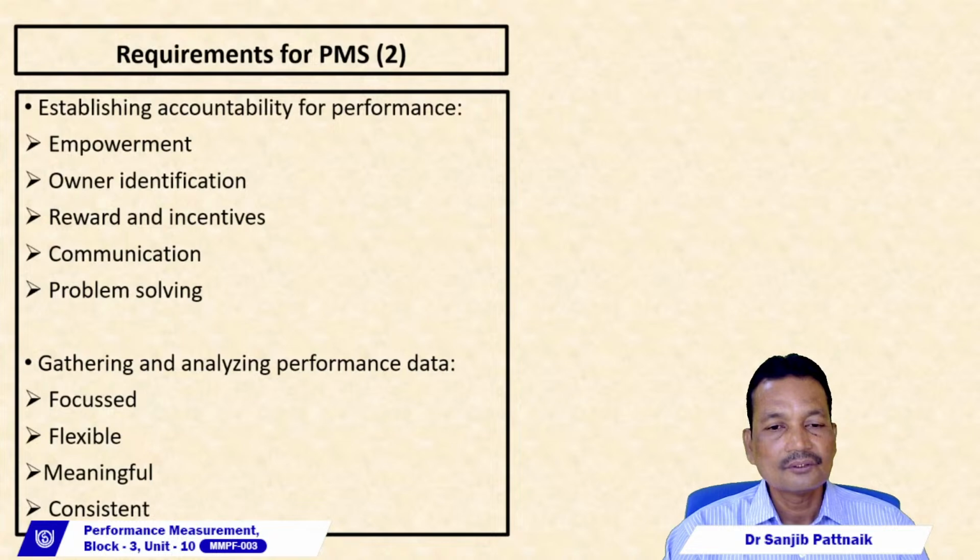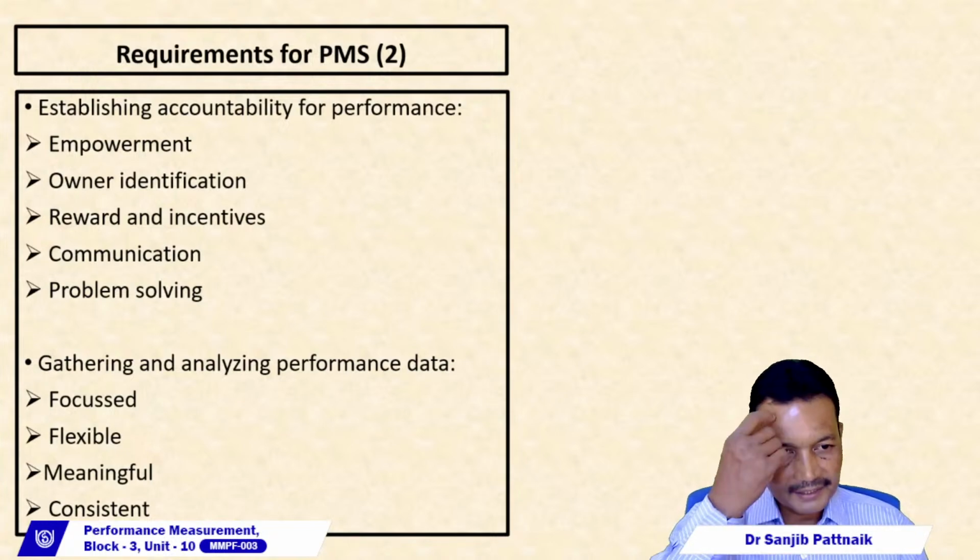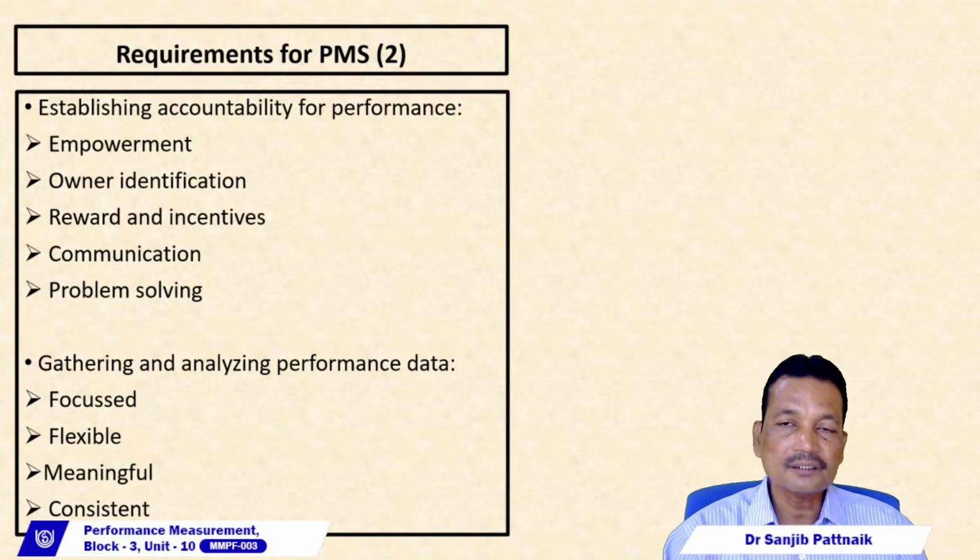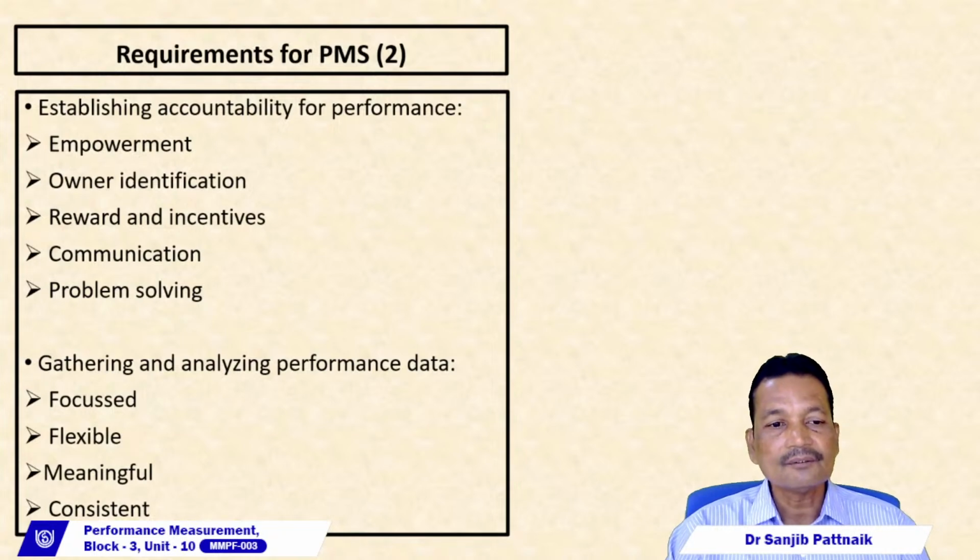Now, the performance data should be focused. That means the activity for which the measurement system has been developed and is being carried out, we should focus on the performance of that particular activity. Now, as time passes by, if any changes are required, the performance measurement system should be flexible enough to be changed.